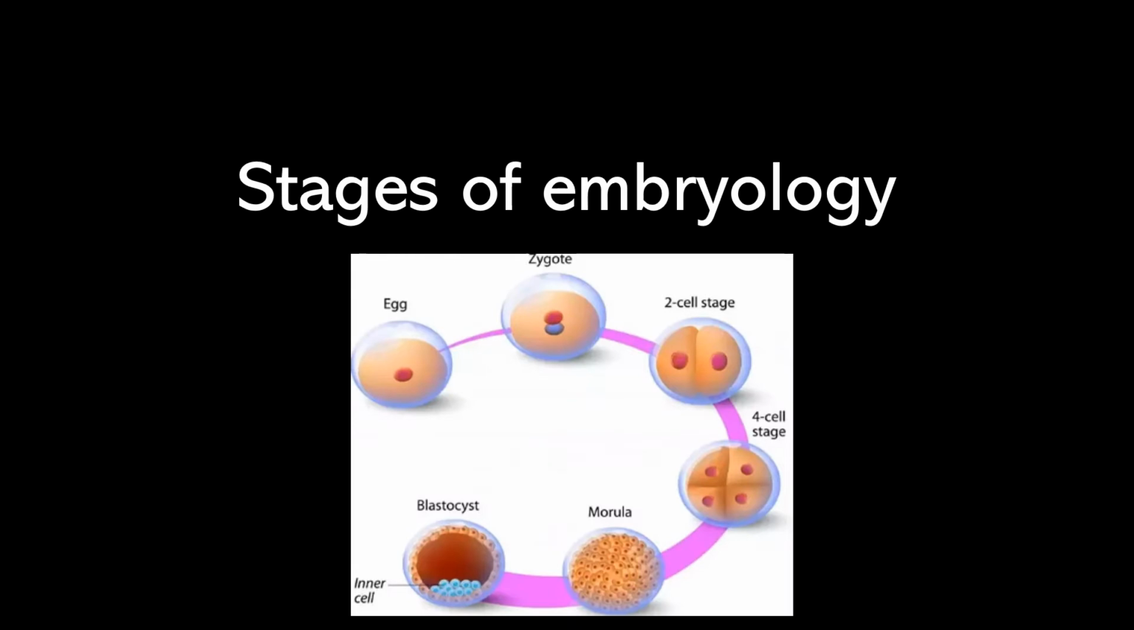Today we are going to see about the stages of embryology. In the stages of embryology, there are three major stages or periods. First is the germinal period, second is the embryonic period, and third is the fetal period. Of these three stages, we are going to see only the first, the germinal period. Okay, let us move on to the video.